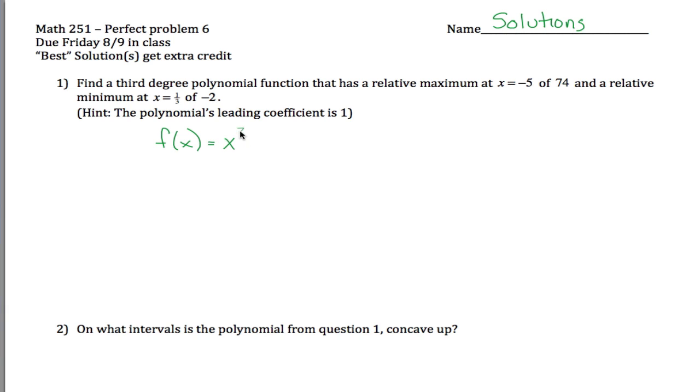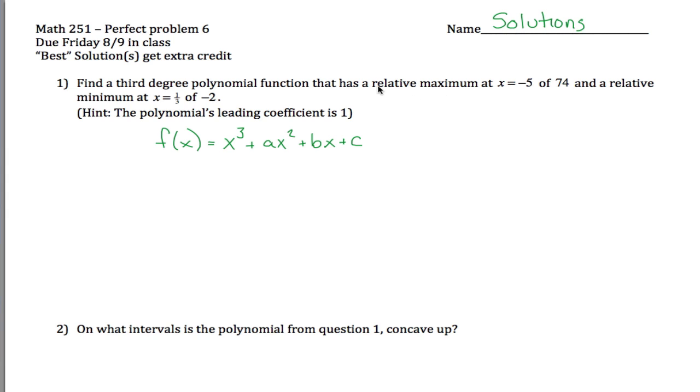So since it's third degree, we got 1x cubed plus, and then we don't know what the coefficient is in front of the x squared term. So I think it'll be helpful to put in a little placeholder there, ax squared. Similarly, bx and c. So here's a generic third degree polynomial with leading coefficient 1. What we got to do is figure out what a, b, and c are. But fortunately, it gives us some information to figure that out.